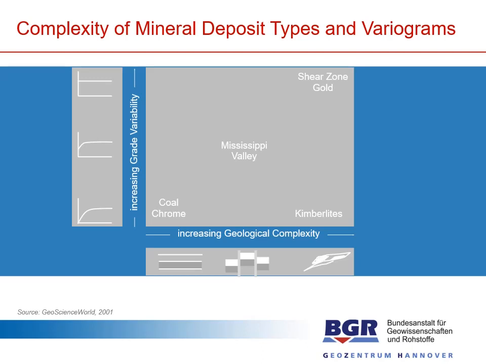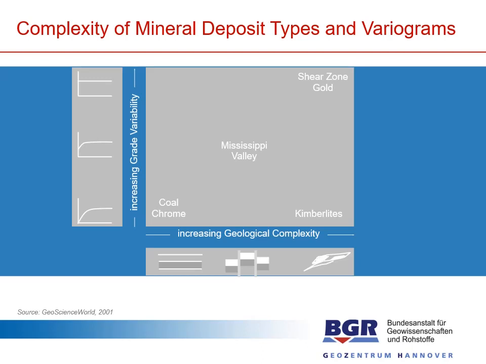And on the bottom, you can see the increasing geological complexity, whereas a coal seam or a salt seam is very, very simple as a geological structure. In the middle, in the Mississippi Valley, you have more faulting. And on the right-hand side, you have absolutely deformed veins and almost unpredictable grades due to the geological complexity. And this transfers to the increasing grade variability in shear zone gold deposits.